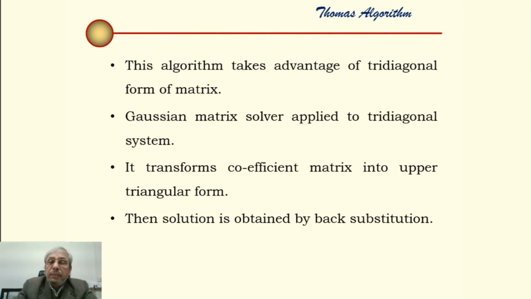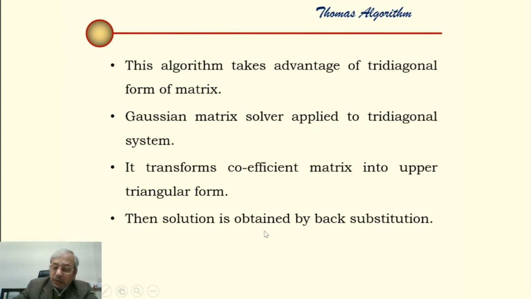We will very briefly discuss that, and the algorithm used for that is known as the Thomas algorithm. This algorithm takes advantage of the Gaussian matrix solver applied to a tridiagonal system. It transforms the coefficient matrix into an upper triangular matrix.